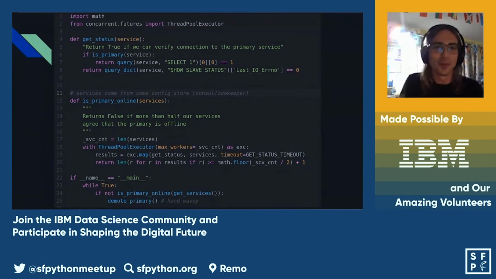Every replica in the group would run this script as a sidecar alongside the MySQL process. Lines 4 to 8 implement the status checks we described in the earlier slide. It's pretty straightforward.